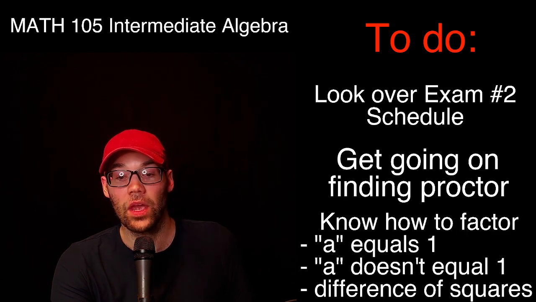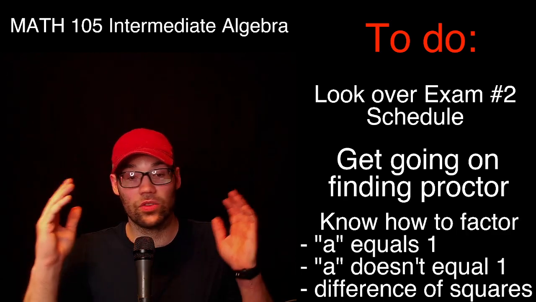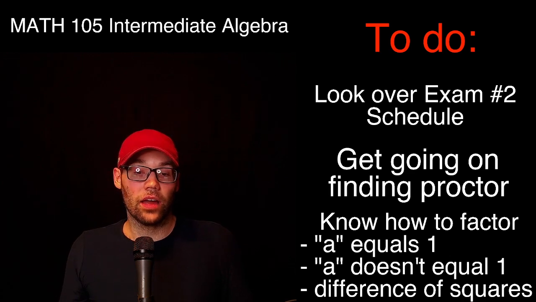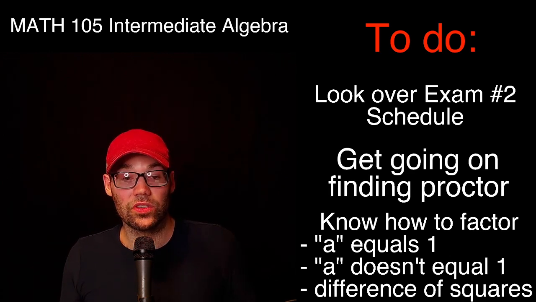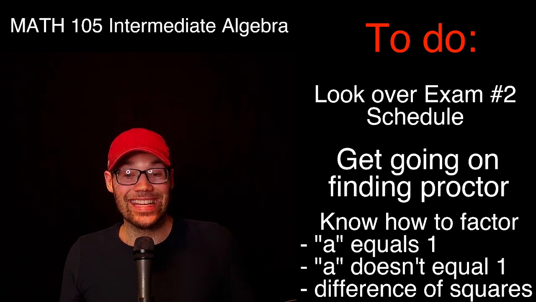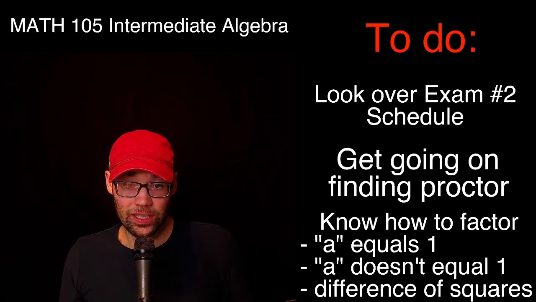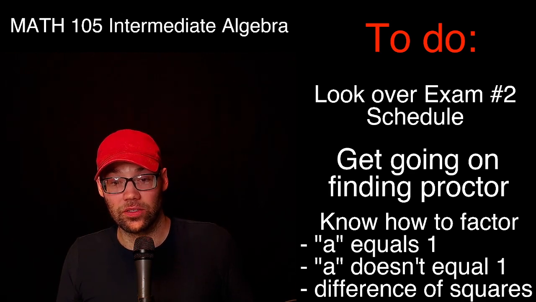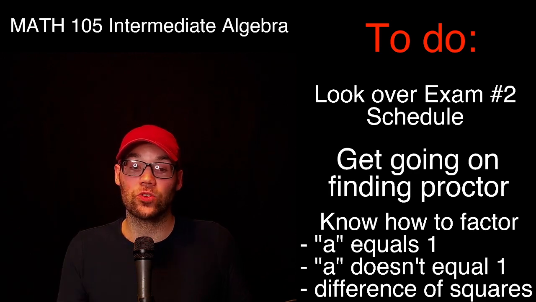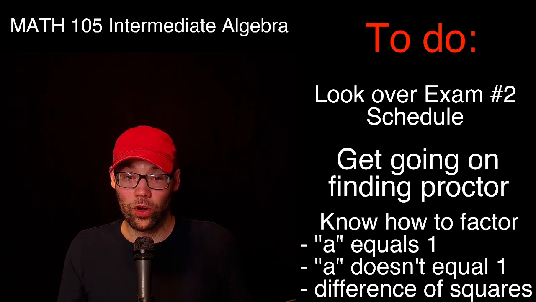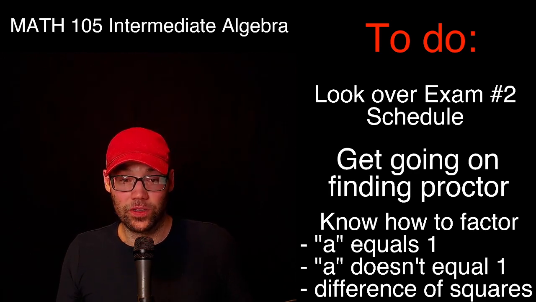And then finally, know how to factor. You've got to know how to factor in this class. Know what to do when A equals 1, which is the shortcut method. Know what to do when A doesn't equal 1, which is the splitting method, where we literally split our middle term into 2 pieces. And then of all the special products, you need to know how to work with and identify the difference of squares.